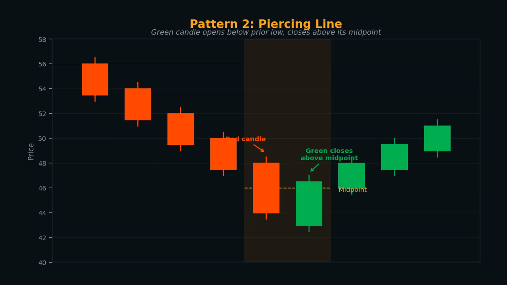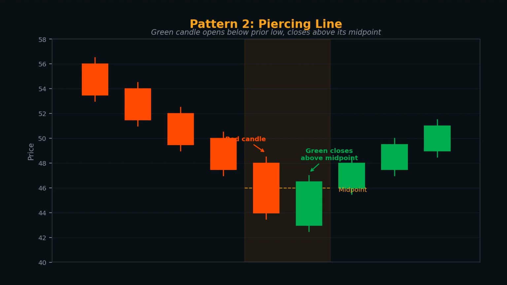Pattern number 2, the piercing line. Think of this as the bullish engulfing's slightly less aggressive cousin. The setup is the same, a downtrend, followed by a solid red candle. Then the next candle opens below the red candle's low. The sellers look like they're pressing their advantage, but during that session, buyers take over and push price up to close above the midpoint of the previous red candle's body. Not quite a full engulfing, but they've pierced well past halfway.